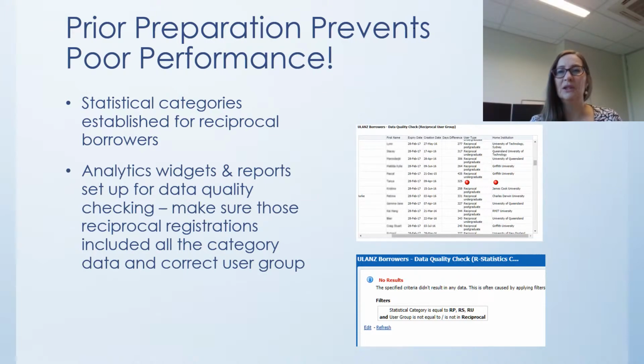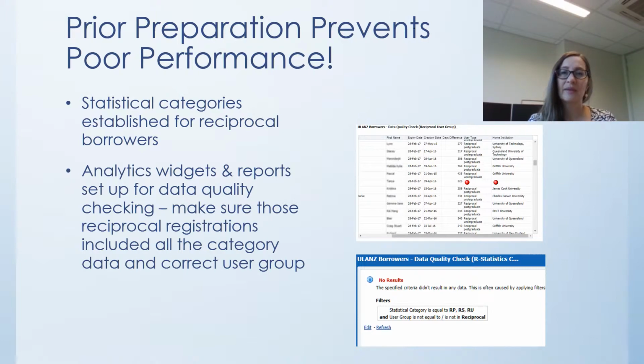So in that first image, you can see the one with the two red dots on it. The red dots indicate that that particular record is missing the user type and the home institution categories. And we could also see whether the expiry dates were recorded as the 28th of February. The arrangement is that when someone registers for this program, they're eligible to borrow until 28th of February each year.